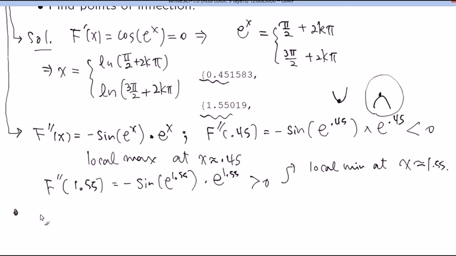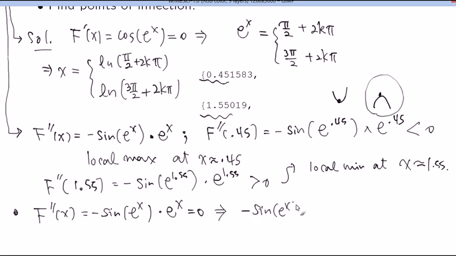Right, you set the second derivative equal to 0, right? So here's the second derivative, which is negative sine of e to the x, times e to the x. You set that equal to 0. Then it's a product of two things, so it is actually two equations: negative sine of e to the x is 0, or e to the x is 0. Right? Product of two things set equal to 0, each of the factors is 0.